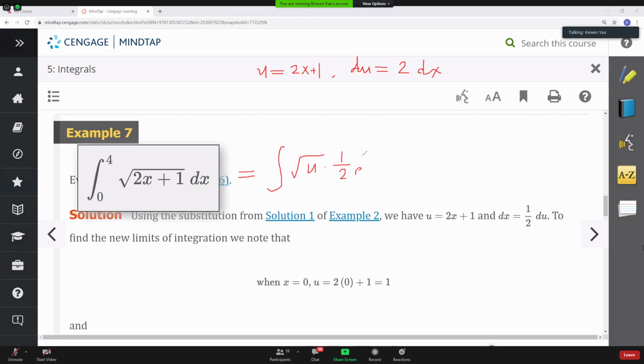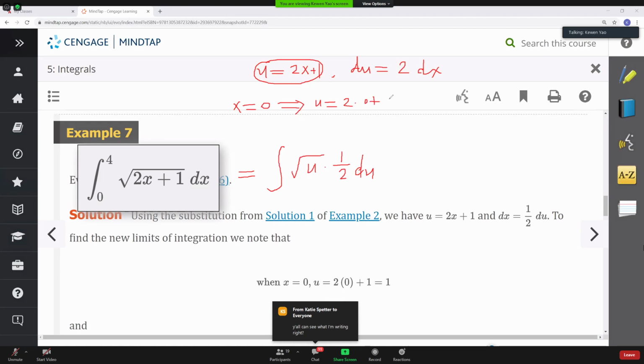But for the definite case, you have to change the lower limit and upper limit by using the connection between u and x. Now, let's look at x equal to 0. If x equals 0, let's see what u is. U is 2 times 0 plus 1. Replace x by 0, so the answer is 1. Now x equal to 4, the upper limit.